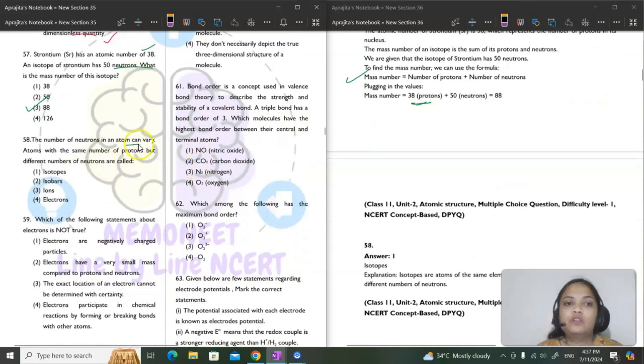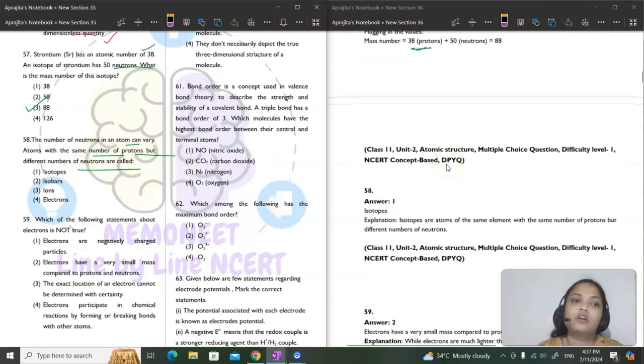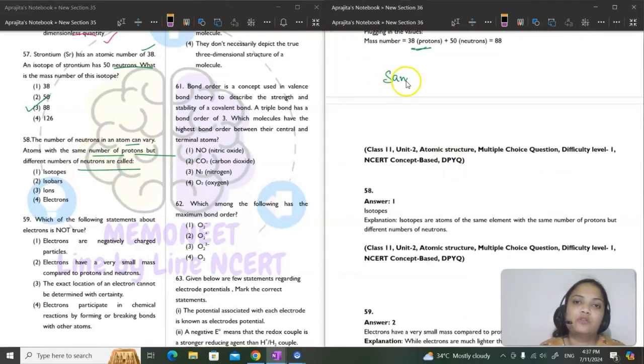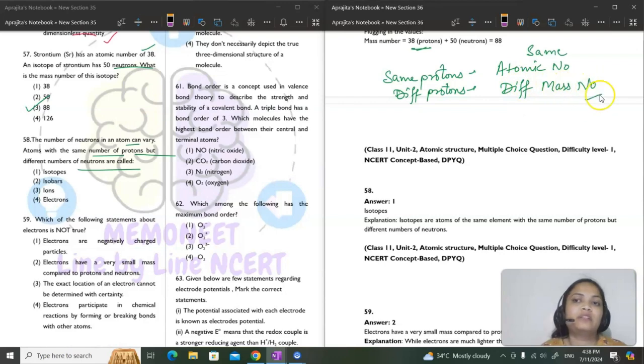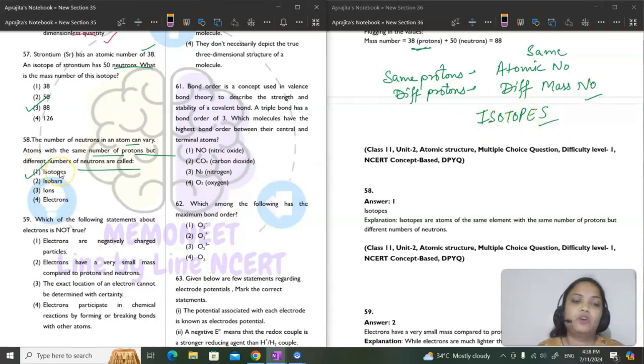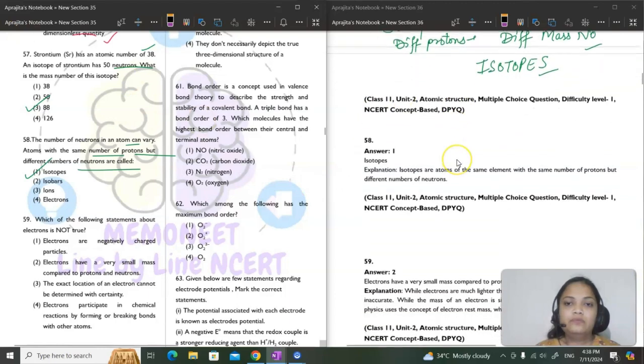Next is, the number of neutrons in an atom can vary. Atoms with the same number of protons and different number of neutrons are called? If there are the same protons, students, the atomic number will be the same. But different neutrons are there. Different neutrons means when we add them, we will get different mass numbers. So elements having the same atomic number but different mass number are called isotopes. So the answer for this question is isotopes, because isotopes are the ones which have different numbers of neutrons in them.